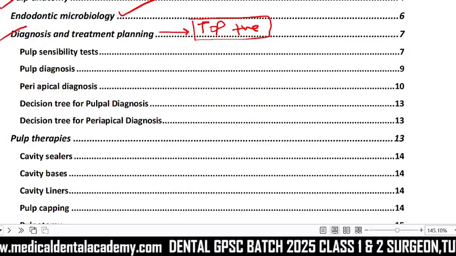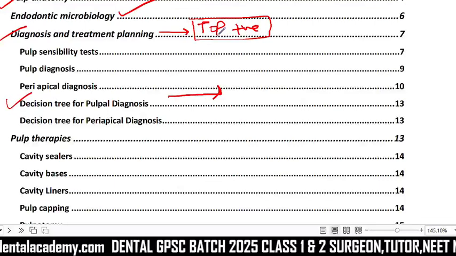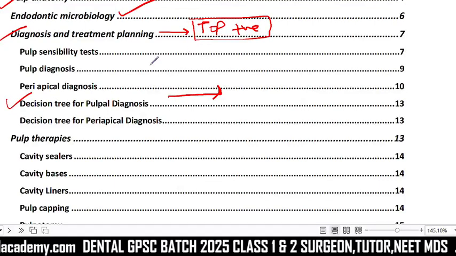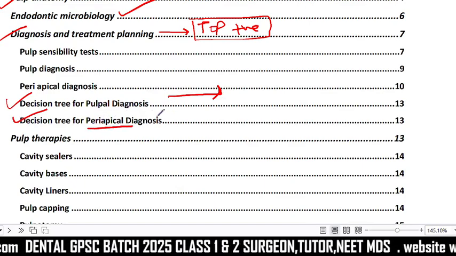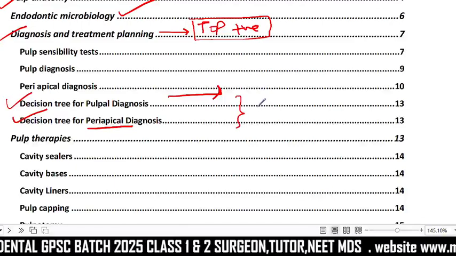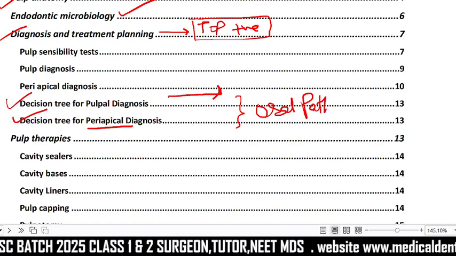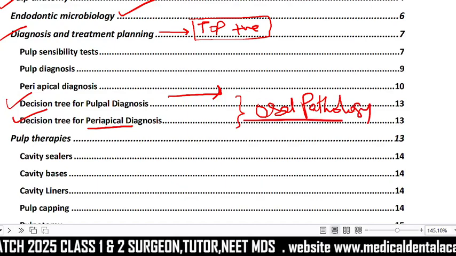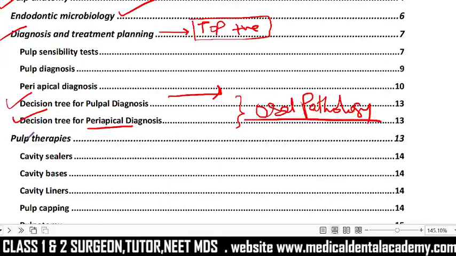Decision tree for pulpal diagnosis. What are these decision trees? Sequelae, complications. Decision tree for periapical diagnosis. Both these things we have discussed in oral pathology, and we have taught you this in oral pathology in third year BDS.